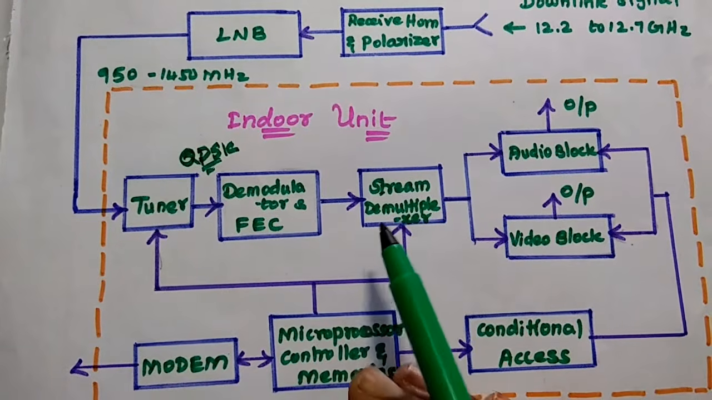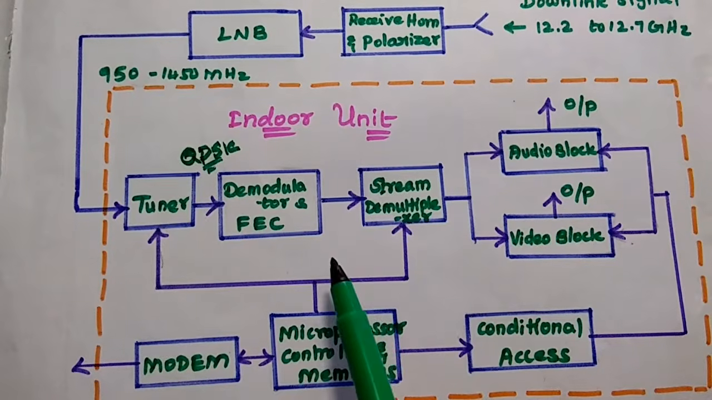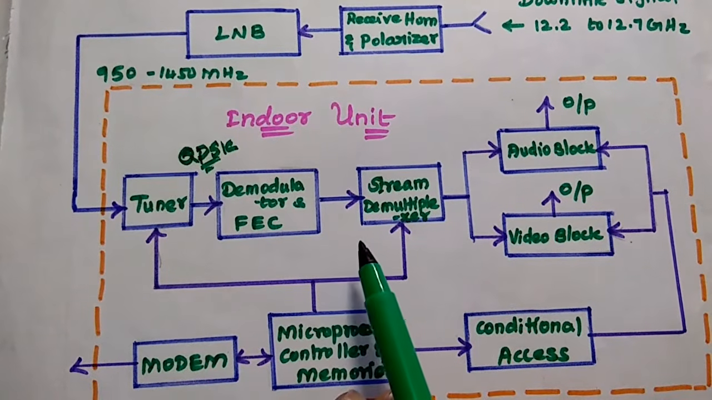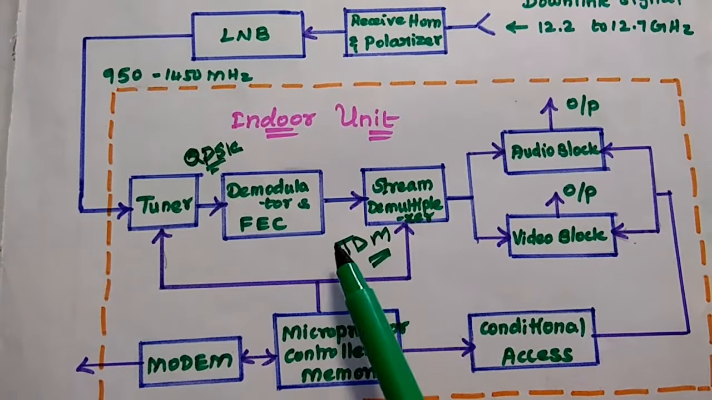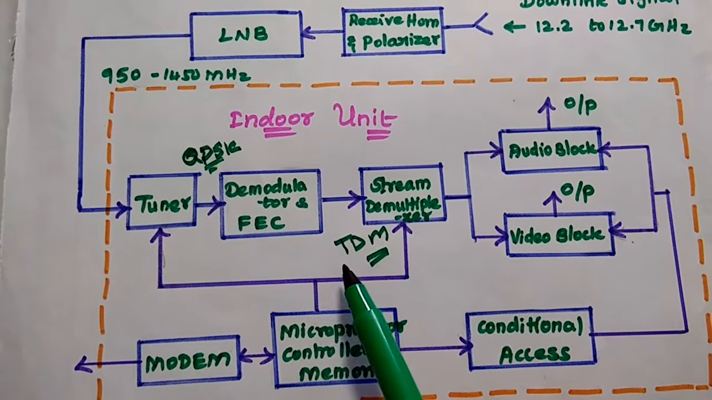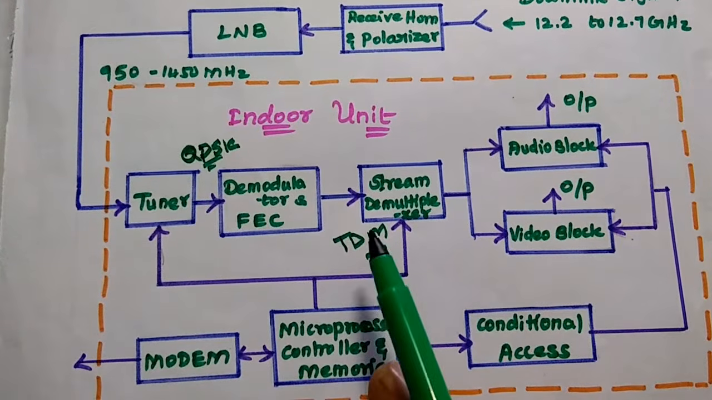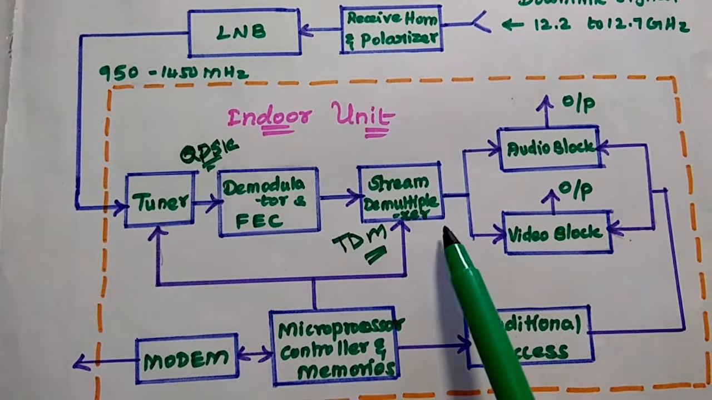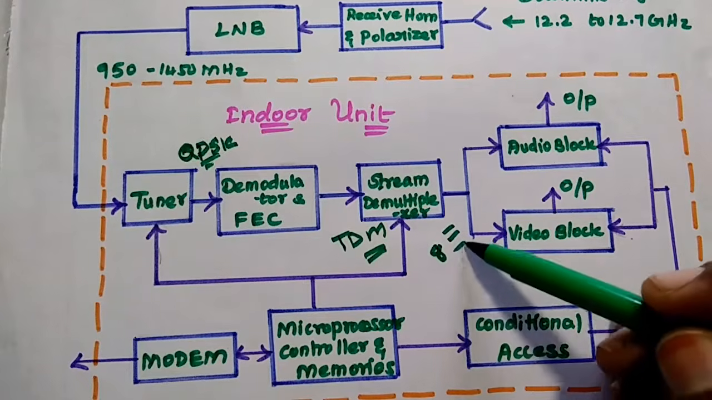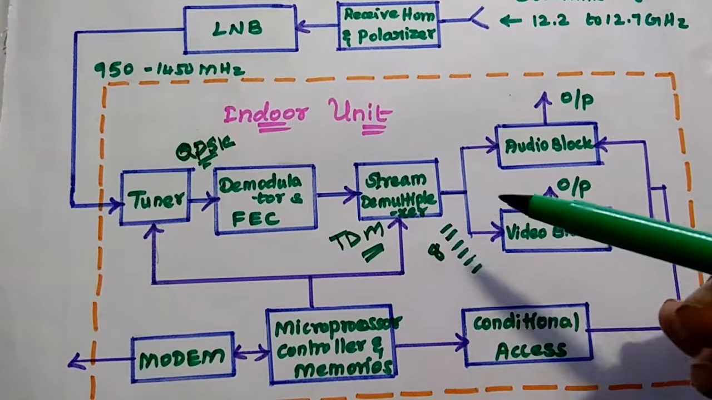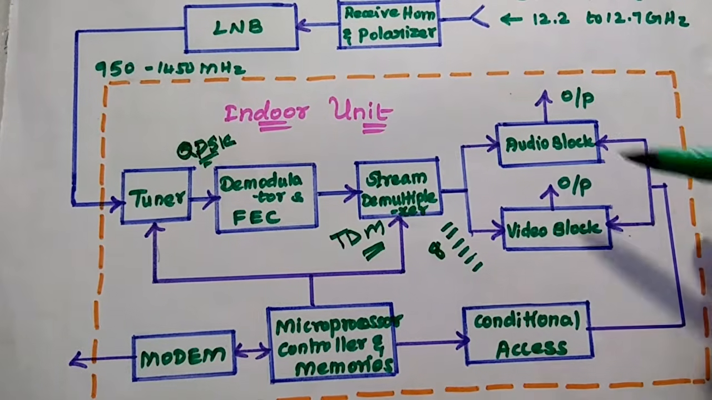So next one is the stream demultiplexer. In this one, a single transponder can transmit multiple signals as a single TDM signal. All the signals like analog TV signal, radio signal, data signal, and video signals can be multiplexed as a TDM signal. That can be demultiplexed at this point. Demultiplex means if there are 8 channels, then all the 8 channels are separated at this point. Using this demultiplexer, they can be given to the audio block and video block separately.